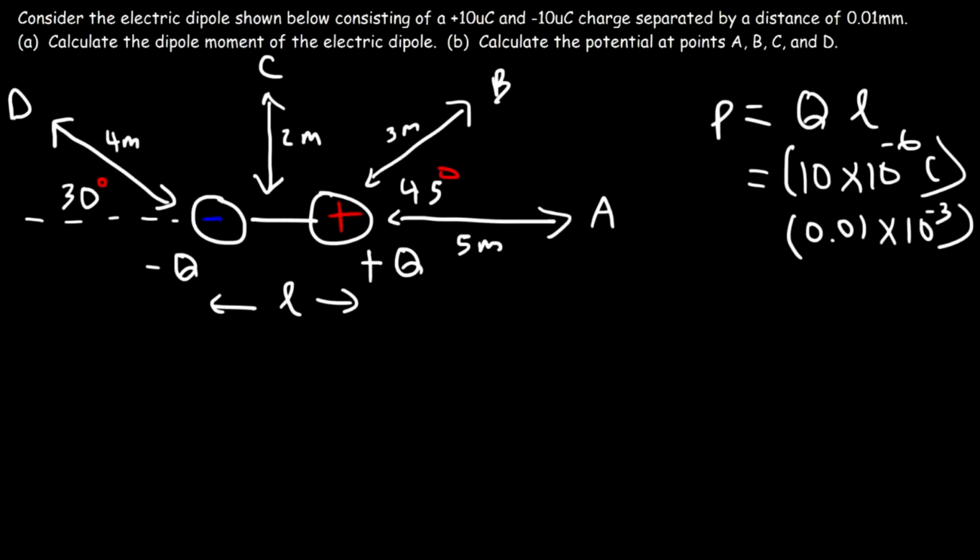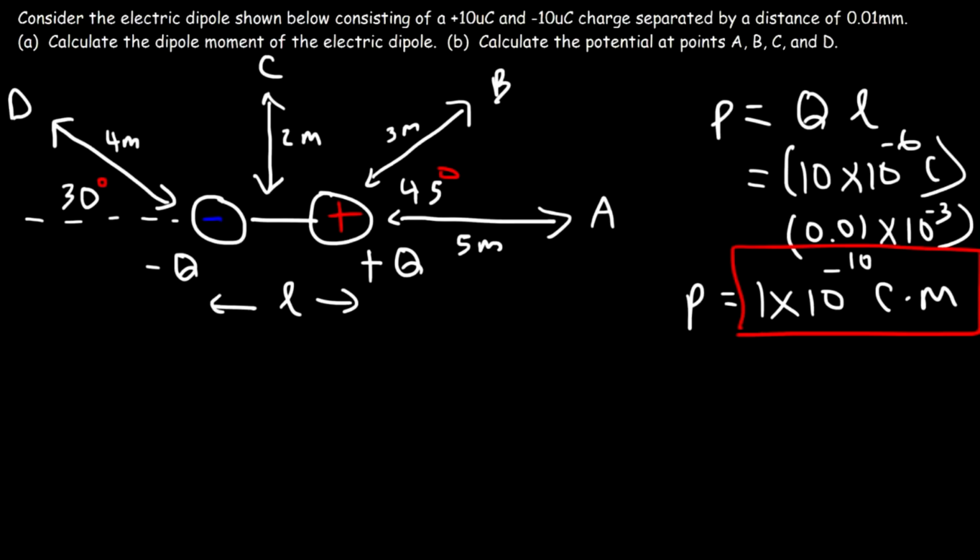And so let's go ahead and multiply these two numbers. And so the dipole moment for this one is 1 times 10 to the negative 10 coulombs times meters. And so that's how you can calculate the dipole moment of a dipole. It's simply the product of the charge multiplied by the separation distance. Now, how can we calculate the potential at points A, B, C, and D? Before we begin, I want you to determine the sign of the electric potential at each of these points.